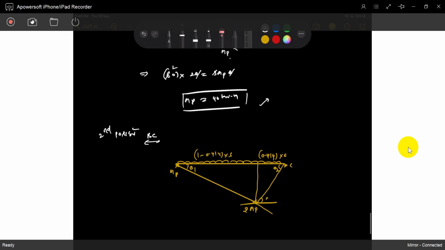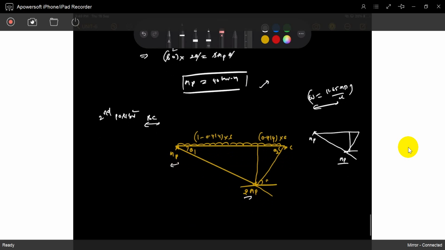If you know this value, WC is 11.65 MP by L, when both have only MP. This is MP. This is also MP, but this is 2 MP. This is MP, 3 MP. So some small difference will come. That's why we have to find it out.